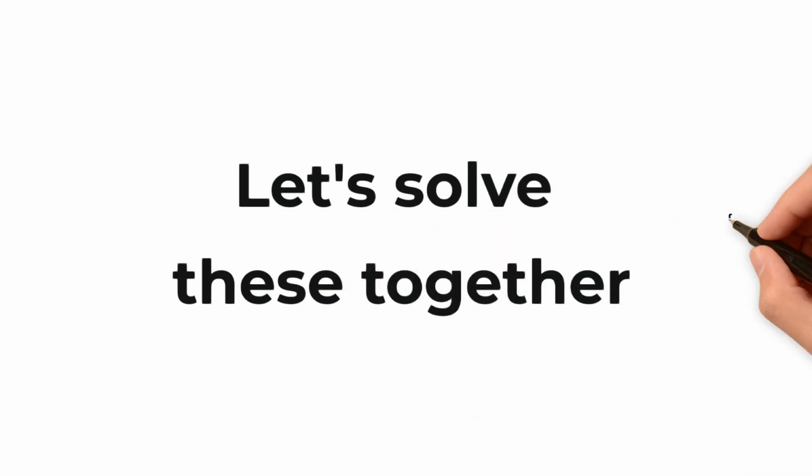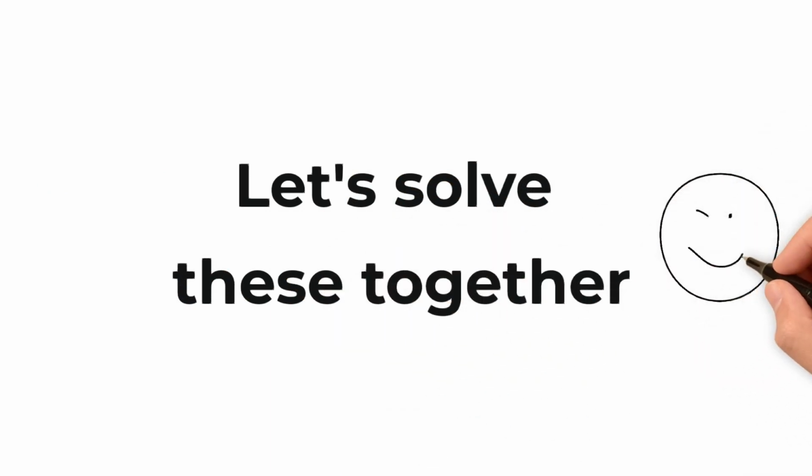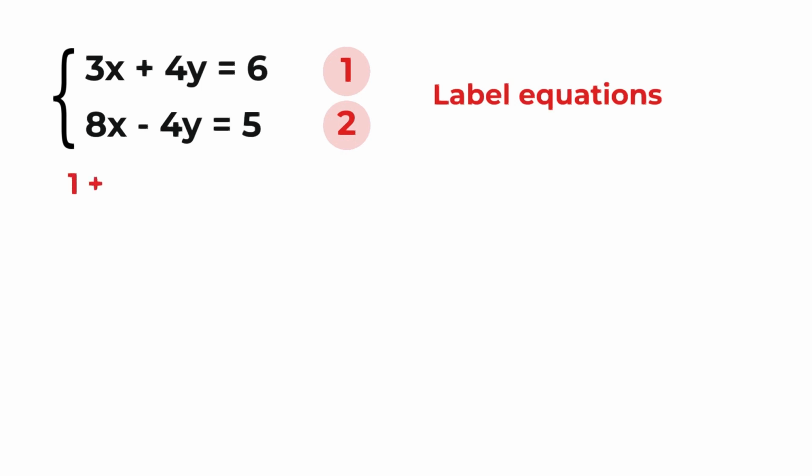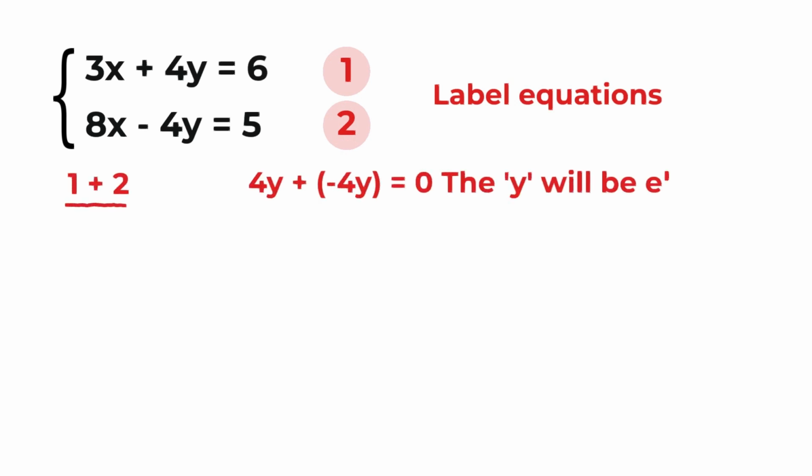Assuming you've done that, we can try and solve these questions together now. So there are 3 questions. The first question presented to you is 3x plus 4y equals 6 and 8x minus 4y equals 5. We label the equations 1 and 2 as we did before, and we notice the plus 4y and the negative 4y will really work out nicely if we add them together, because 4y plus negative 4y is 0, so then the y will be eliminated.